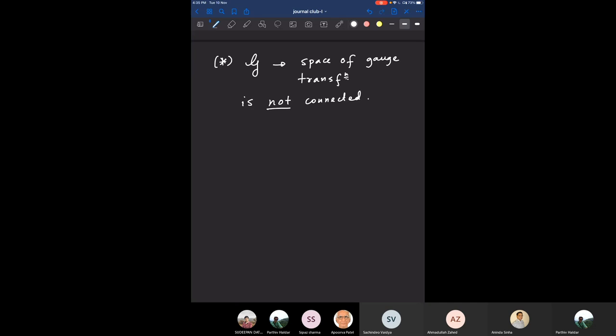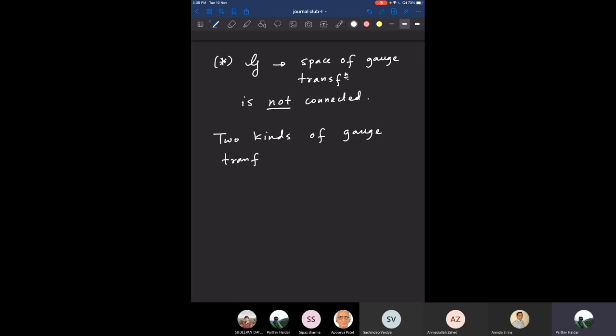Now, this is a rather interesting scenario, because this space of gauge transformations is actually not connected. It has a non-trivial topological structure. What is the important consequence of this fact? Now you have two kinds of gauge transformations to consider.